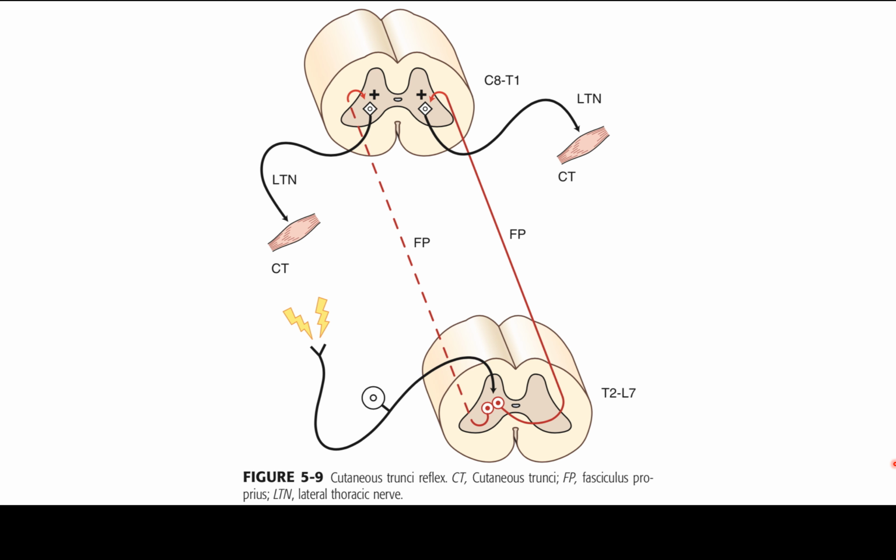This reflex is usually performed using progressive stimuli starting in the caudal lumbar region and progressing cranially along the dorsal midline of the trunk. The cutaneous nerves that are stimulated are from the dorsal branches of the lumbar and thoracic spinal nerves. See figure 5-9.